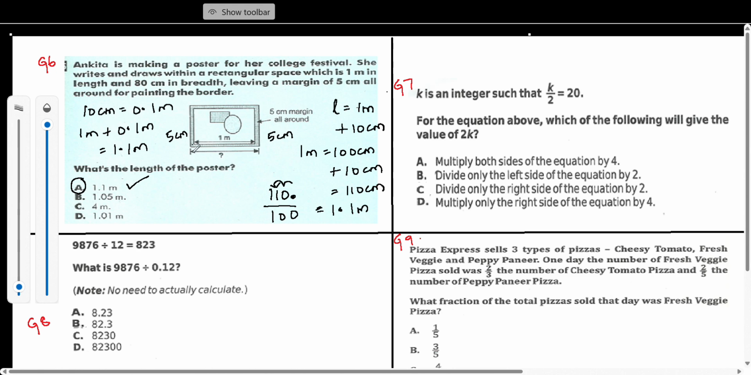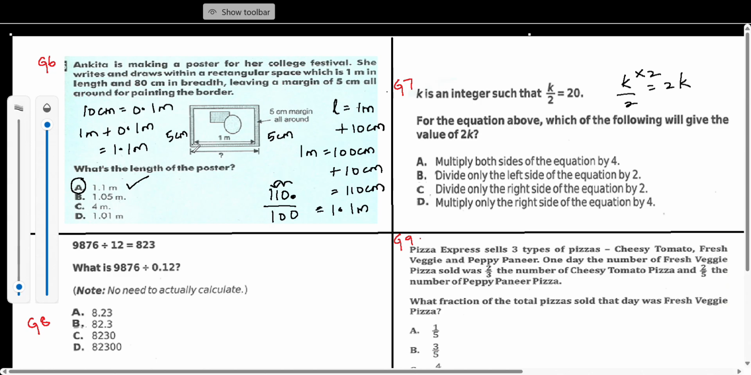Coming to the question on the top right, it's a grade 7 asset question. k by 2 equal to 20. For the equation above, which of the following will give the value of 2k? Now first, from k by 2 to become 2k, first this bottom 2 has to be got rid of. If you multiply once by 2, this will disappear and you will get k.